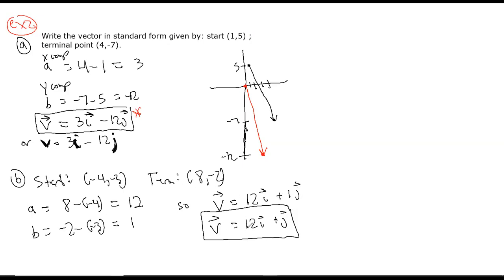So this tells you that wherever you start, just go right 12 and up 1, and then there's your vector. So I could start it here, go right 12, up 1, there's my vector. Or I could start it at the origin, which would be super convenient, and go right 12, up 1, and I could tell what the terminal point was very easily, 12 comma 1.